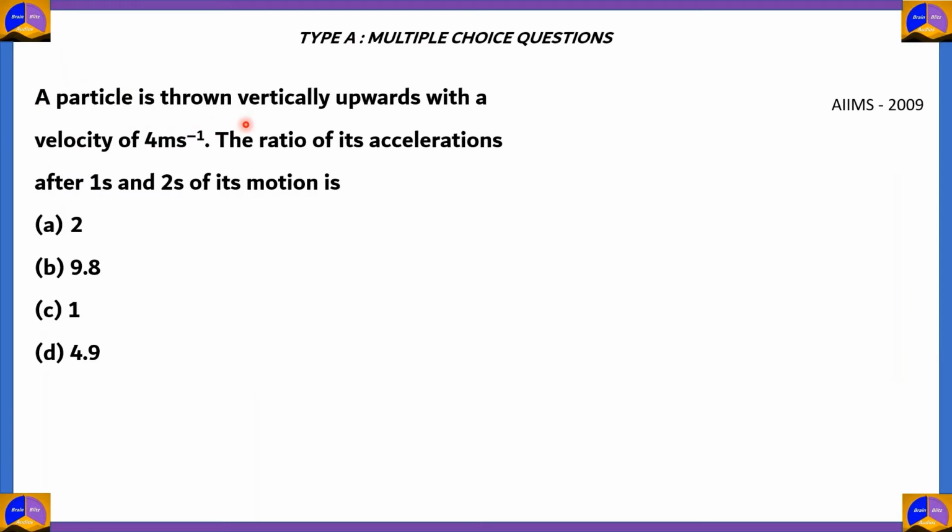A particle is thrown vertically upwards with a velocity of 4 meters per second. The ratio of its accelerations after first second and second second of its motion is: A, 2; B, 9.8; C, 1; D, 4.9. So in order to solve this question, what we need to know is that the motion here is vertical motion.